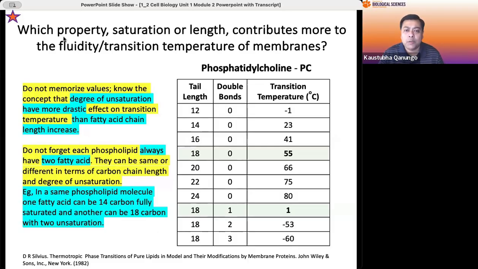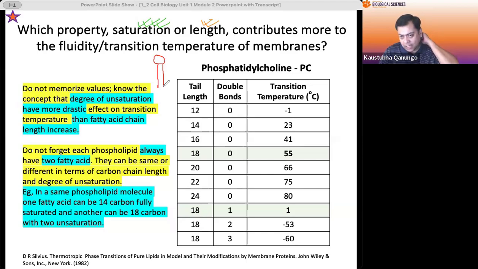So the idea is, which property, saturation or length, contributes more to the fluidity and the transition temperature of the membrane. We looked at that, and we understood that saturation does have more effect on this compared to the length. Let's take a look at the different fatty acid tails. Just remember that when we are looking at any of these phospholipids, you are drawing a picture like this. You have a head group, and you have two fatty acid tails. This is your general structure.